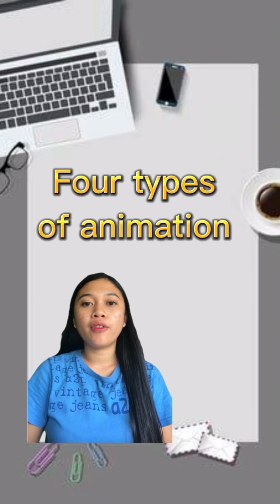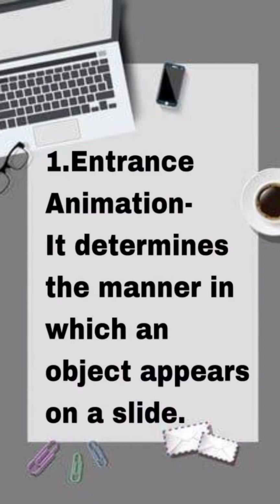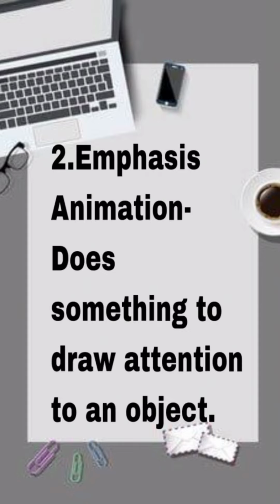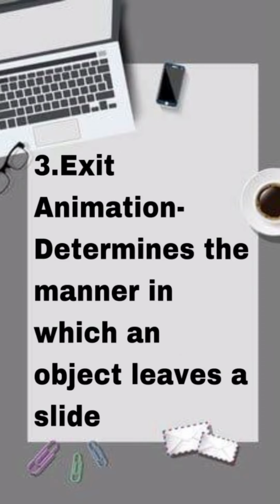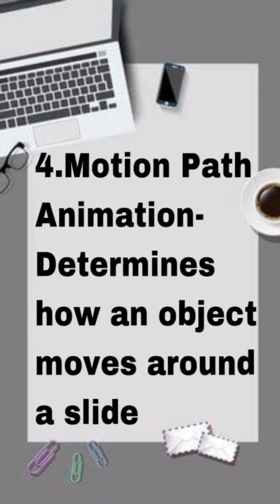There are 4 types of animation. Number 1, entrance animation. It determines the manner in which an object appears on a slide. Number 2, emphasis animation, used to draw attention to an object. Number 3, exit animation. It determines the manner in which an object leaves a slide. Number 4, motion path animation. It determines how an object moves around a slide.